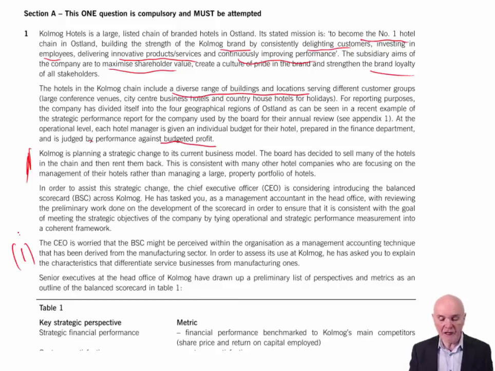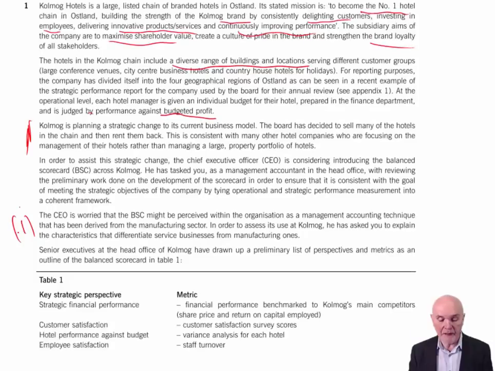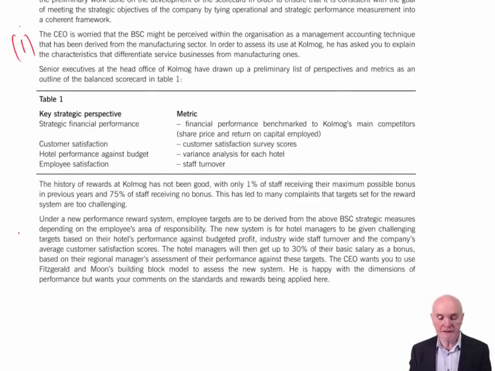Senior executives at head office have drawn up a preliminary list of perspectives and metrics, as an outline of the balanced scorecard in Table 1. So here's Table 1. We do get a little bit of help here with the balanced scorecard. There is basically a financial perspective, as it's called. There is the customer perspective.